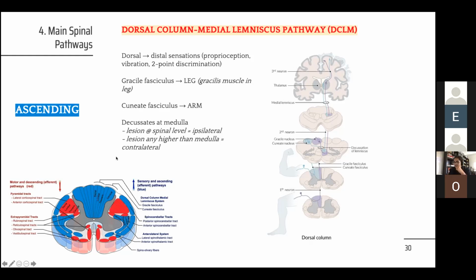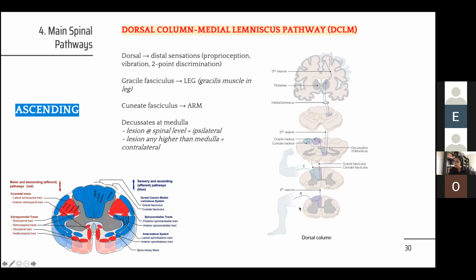If you look on this diagram down here, you've got the gracile fasciculus and the cuneate fasciculus. Fasciculus just means bundle. The gracile fasciculus, like the gracilis muscle in your leg, collects information from your leg, whereas the cuneate fasciculus collects information from your arm. Both of these decussate, cross over, at the medulla.